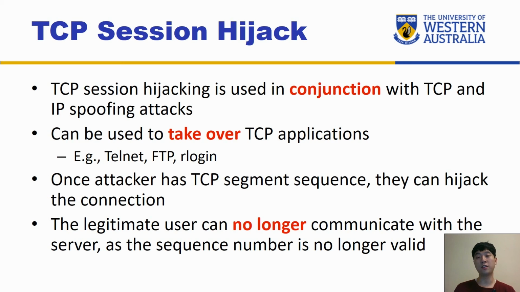This hijacking can be used to take over the TCP application. Whatever application the TCP is providing, we can hijack that. Things like telnet, file transfer protocols, or remote logins, and all of those are quite critical applications of TCP. Once the attacker has the TCP segment sequence, that means I have correctly guessed the TCP sequence number, then the connection can be hijacked from that point. The legitimate user can no longer communicate with the server as the sequence number is no longer valid.